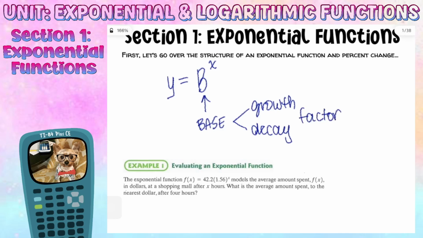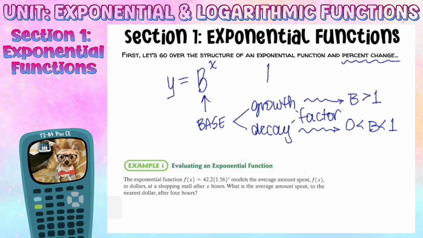Now, how do I know which is which? Well, it's a growth if the b value is greater than 1, and it's going to be a decay factor if that b value is less than 1 and greater than 0. In these situations, our b value will not be negative. All right. Now, what else do we have to consider over here? Well, it'll never be 1 because 1 to any power is 1, and then that would mean the thing isn't changing. I mentioned here I wanted to talk a little bit about percent change.